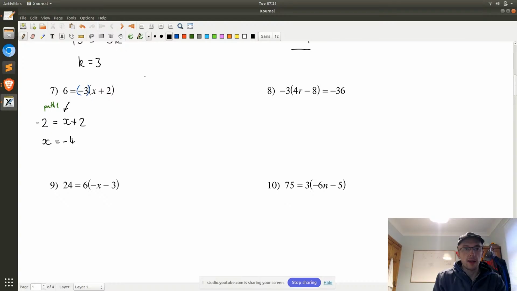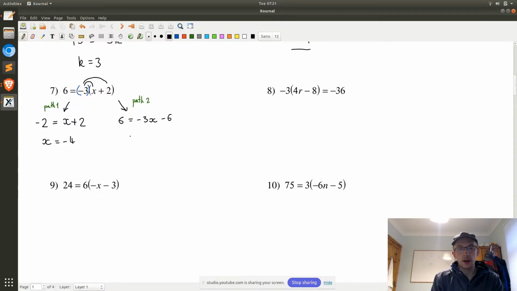What's the other path then? Well, the other path is to expand, which is a fancy algebra word for multiply, and it really just means getting rid of the brackets. So how do I expand in this case? I first multiply -3 by x to get -3x, then -3 by 2 to get -6.